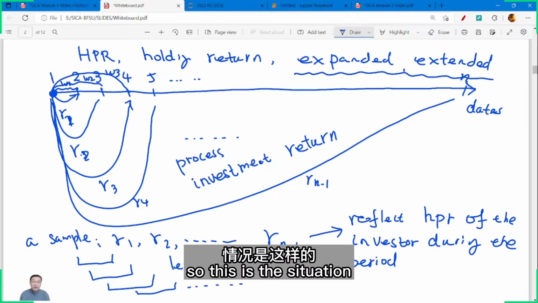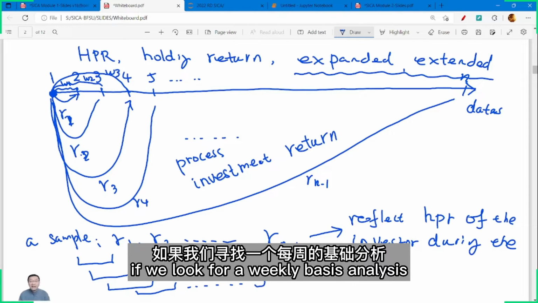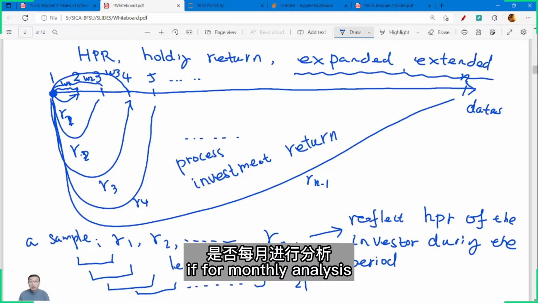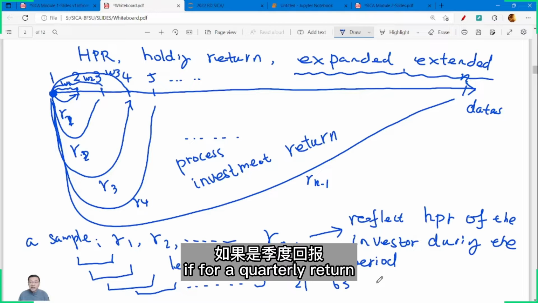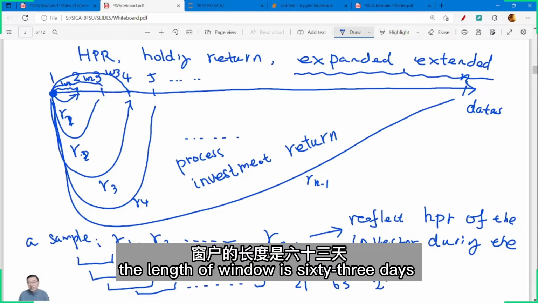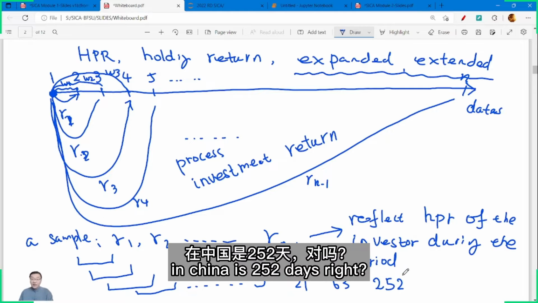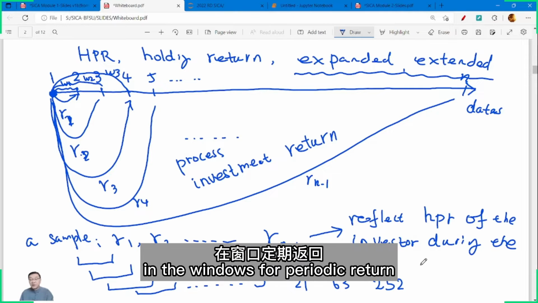For example, for a weekly basis analysis, the length of the window is 5 days. For monthly analysis, the length of the window is 21 days. For a quarterly return, the length of the window is 63 days. For an annual return, the length of the window is usually, in China, 252 days, right?